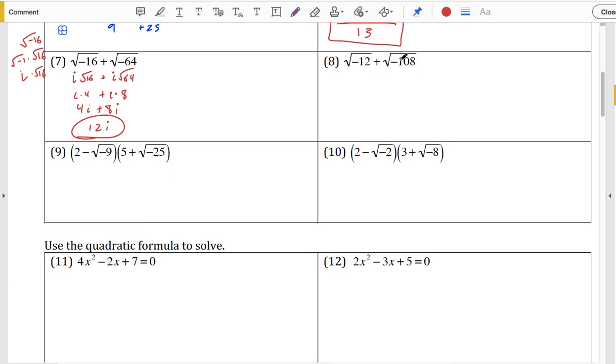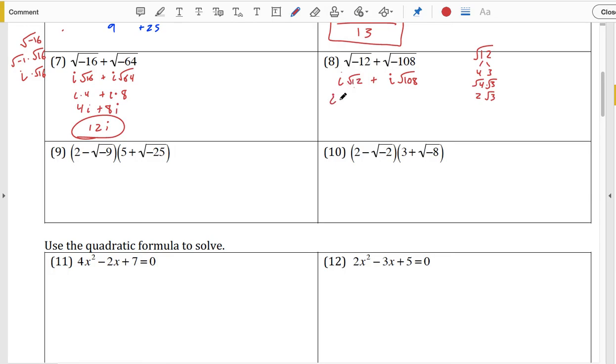Okay, can do the same thing over here. I've got i root 12 plus i root 108. Okay, and you might be thinking, oh, can't really do much with this, which you're right, but you do have to simplify each radical. So root 12. So let's break this down. So 12, I'm just going to do it out to the side over here. So 12 can be written as 4 times 3, and 4 is a perfect square, so I can write it as root 4 times root 3, which remember is 2 root 3.